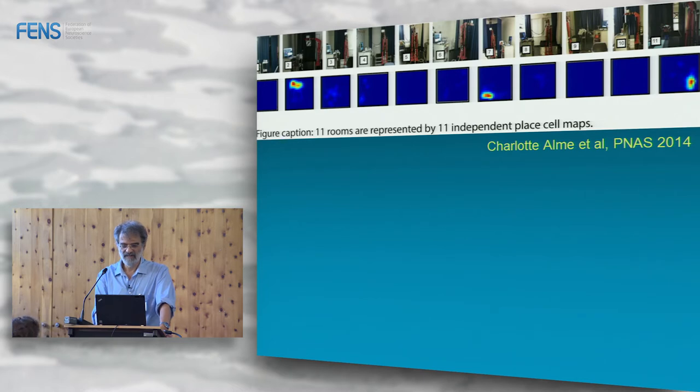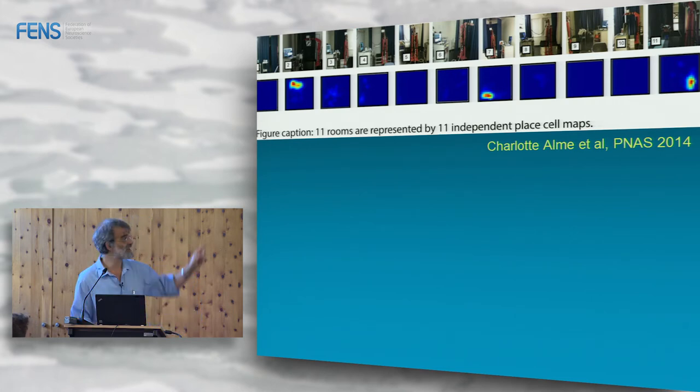It's further clarified by this more recent experiment by Charlotte Alm in the Moser lab, where she went to the extreme of putting rats into as many as 11 different rooms that were all different rooms in the Moser lab. With pretty much the same apparatus, this red crane, and there are computers, there is a door. So each room looked to a human observer like me pretty much the same as the other rooms.